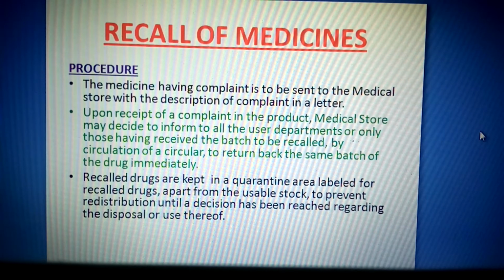Now, a recall of medicine. What is the procedure for the recall of medicines? The medicine having a complaint is to be sent to the medical store or drug store with the description of the complaint in a letter. Upon receipt of a complaint on the product, the medical store may decide to inform all the user departments, or only those having received the batch to be recalled, by circulation of a circular to return the same batch of the drug immediately.